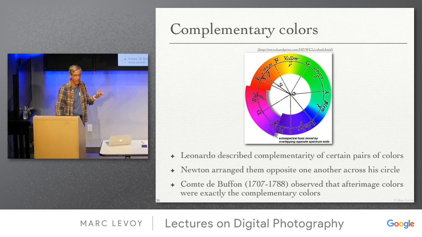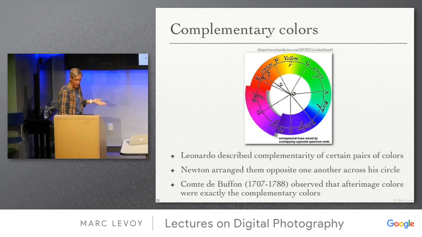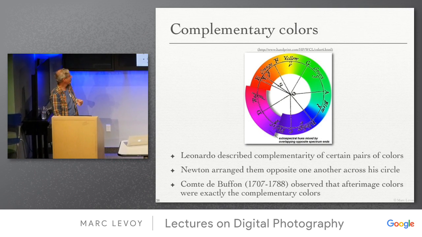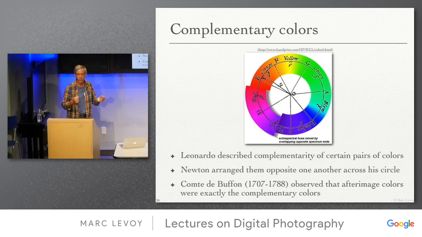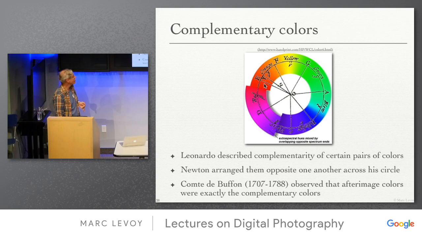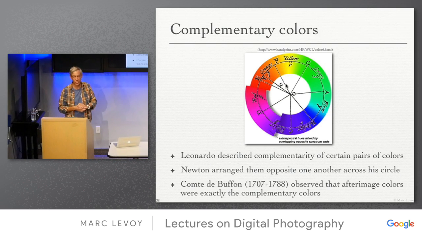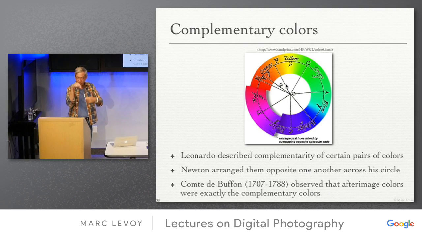Okay, let's talk about those opponent color thingies. So Leonardo and artists have talked for a long time about complementary colors, the fact that certain colors seem to clash with one another or make the whole thing appear to vibrate. They would describe it in a variety of different ways. Newton knew about this idea of complementary colors, and he tried to arrange those colors across the circle from one another. Because he had this notion of a circle, but he didn't have precise spacings for the colors along the circle, he tried to get the complementary colors roughly opposite.